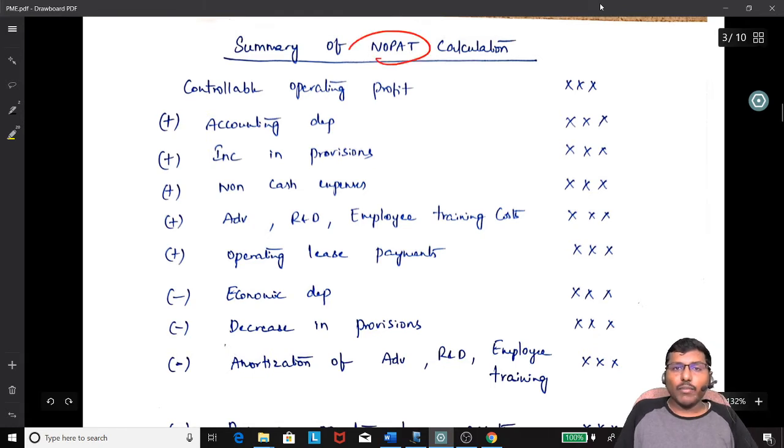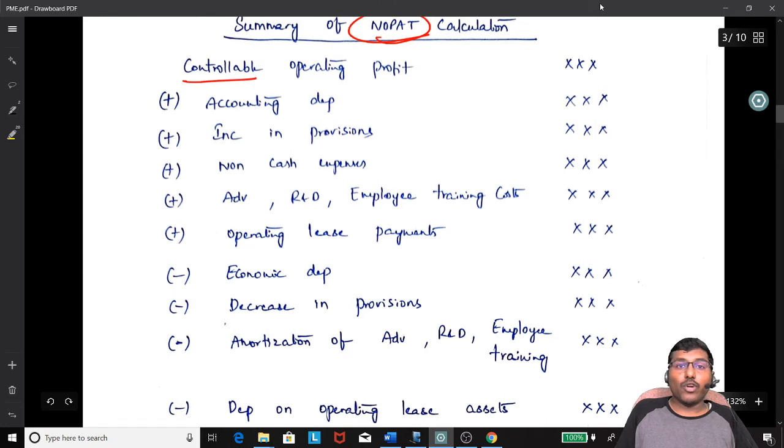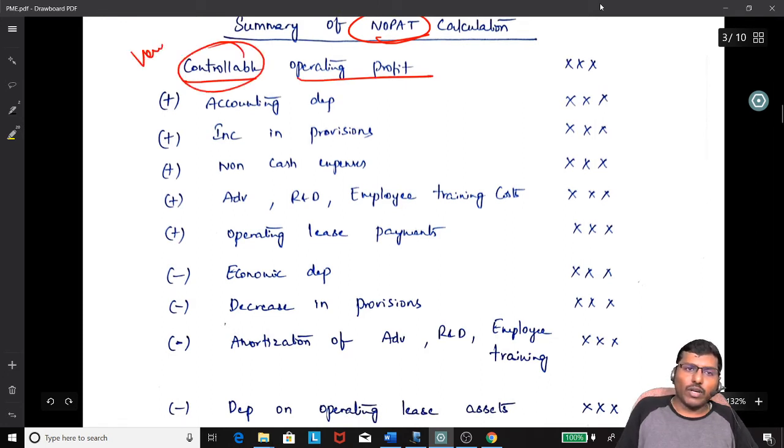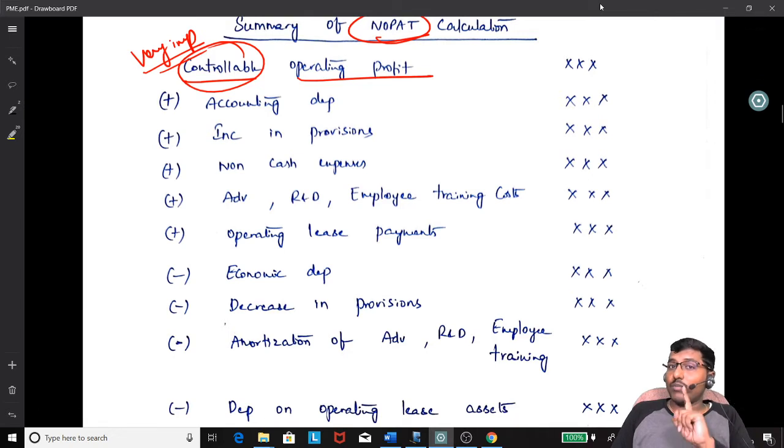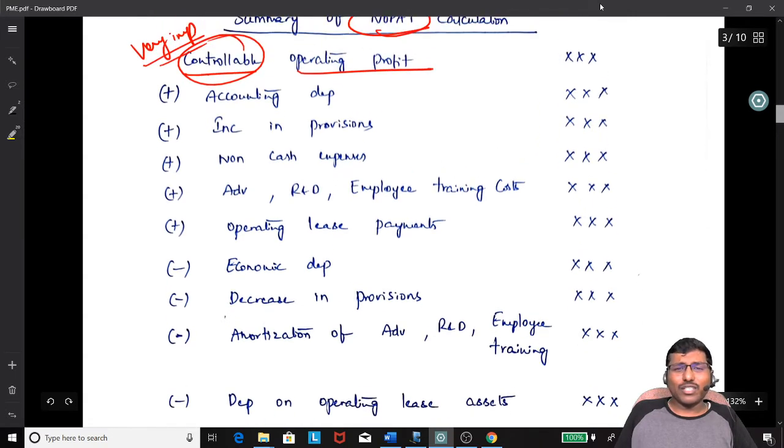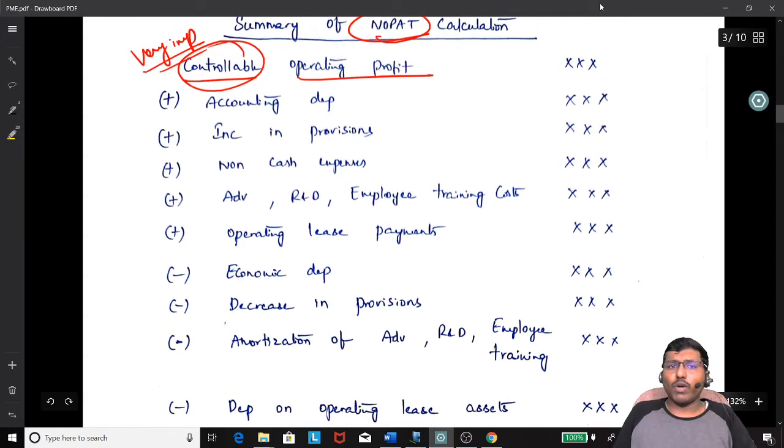So, summary of NOPAT calculation. Very easy. First, you take controllable operating profit. Very important, because at the beginning of the chapter, I told you, when it comes to responsibility accounting, you need to make somebody responsible only to the extent of things that are under his control. So controllable operating profit is very important. All the things that we have discussed, nothing new, but I'm going to repeat it one more time. Accounting depreciation, you add. Economic depreciation, you should reduce.